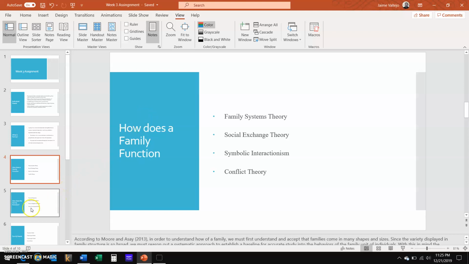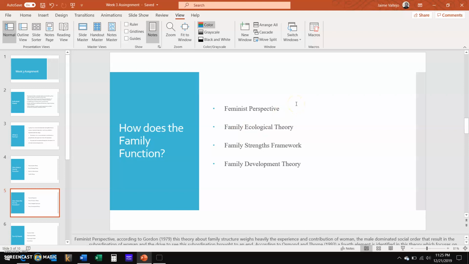From there, we move on to the next 4, and this is what they are. Feminist perspective. This theory about family structure weighs heavily on the experience and contribution of women, the male-dominated social order that resulted in the subordination of women and the drive to see the subordination brought to an end. According to Osmond and Thorne, a 4th element is identified in this theory, which focuses on how social life is founded and the relationship between genders. Unfortunately, with such a heavy hand toward the women in the family unit, the male component then suffers.